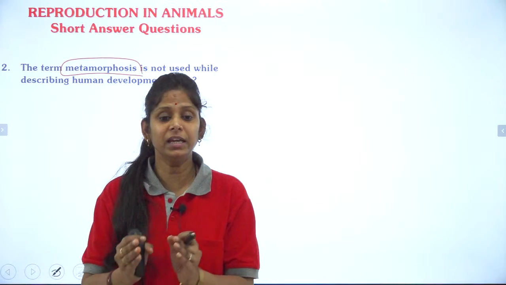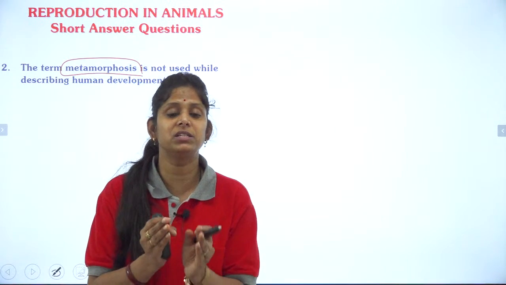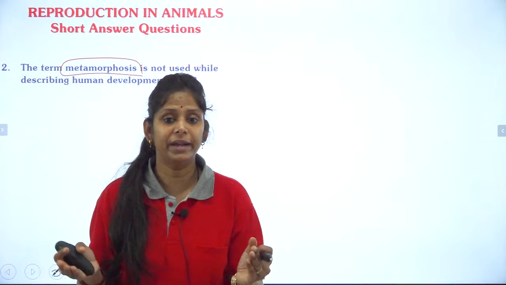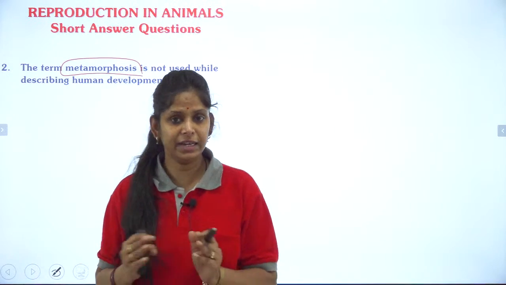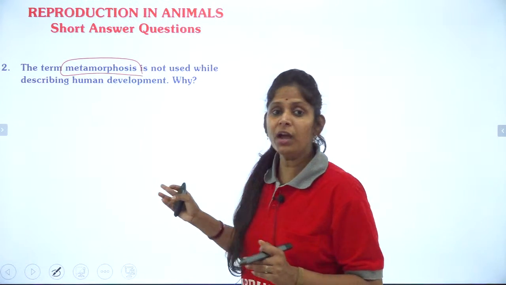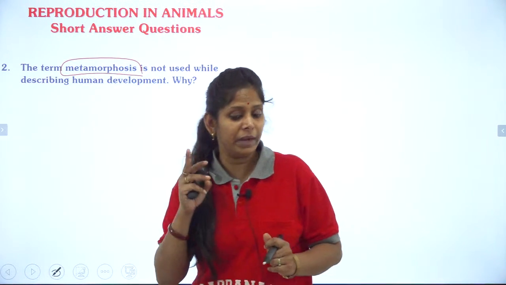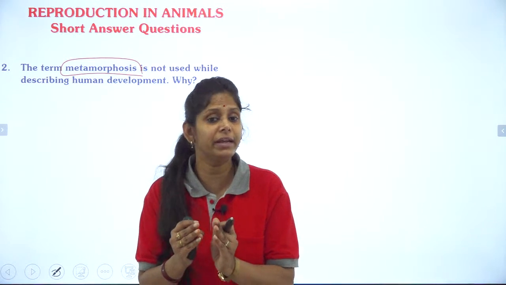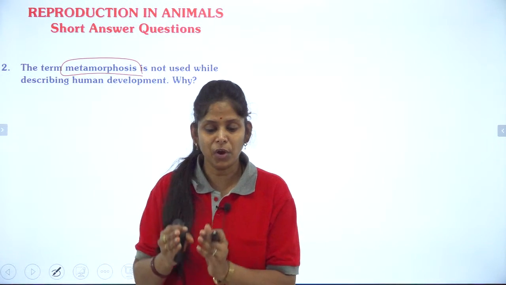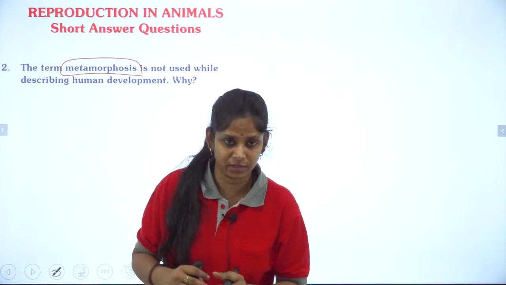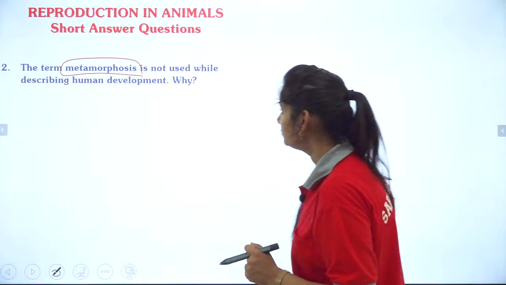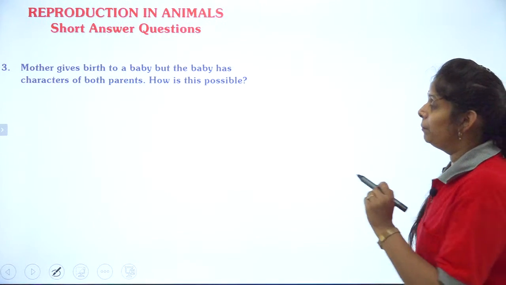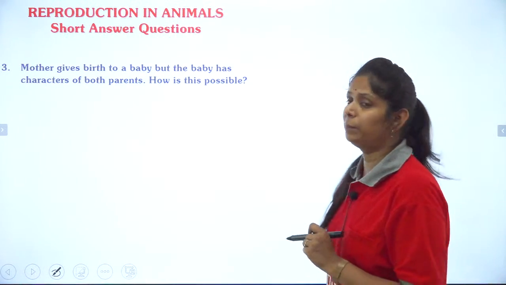So you can see different stages in its life cycle, and it is called metamorphosis. Clear? So what I told you now: on the contrary, in metamorphosis the parts of an adult are different from the time of its birth. Clear? Question number 3. Mother gives birth to a baby.